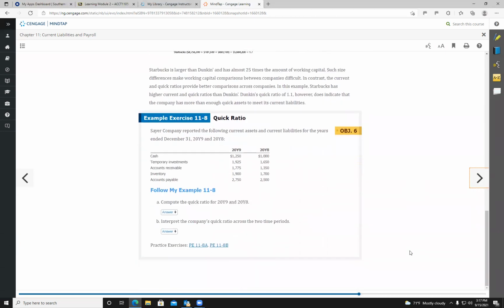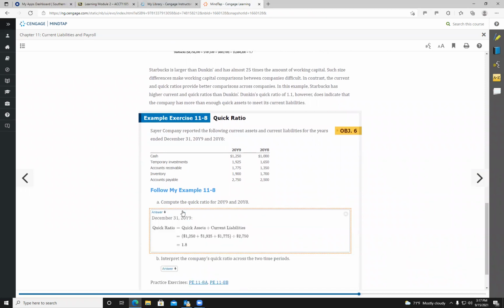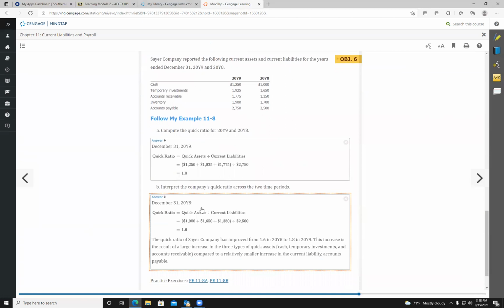So real quickly, we're going to do some real quick calculations. I'm just going to go ahead and break these out to keep this video from being way too long. So say your company reported the following current assets and current liabilities for the years ended December 31st, 2018 and 2019. Okay, so in the first one, it says compute the quick ratio. So the quick ratio takes the quick assets and divides it by the current liabilities. And we're going to do that for 2019. And then we're going to compare the two.